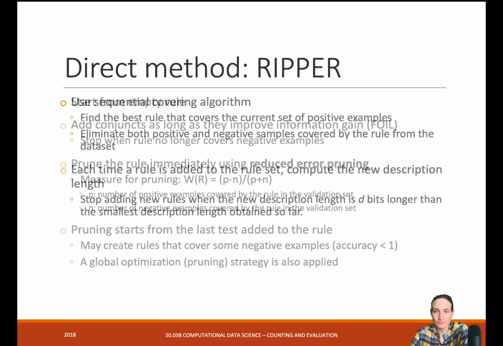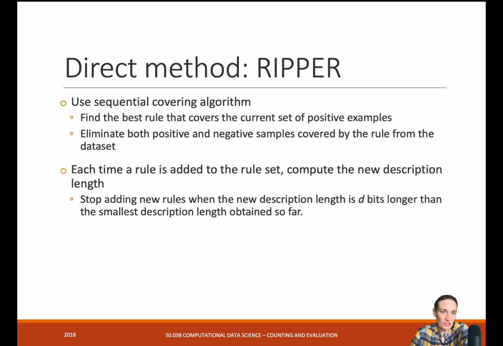All right. So we use the sequential covering algorithm. That means we start from our whole set of positive examples for which we need to learn a rule. When we have a rule, we eliminate both the positive and negative samples covered by this rule from the dataset, and we continue with a smaller dataset. So each time we add a rule to the set, we remove the covered instances from our dataset. Our dataset becomes smaller and smaller, and thus it becomes easier to learn rules.